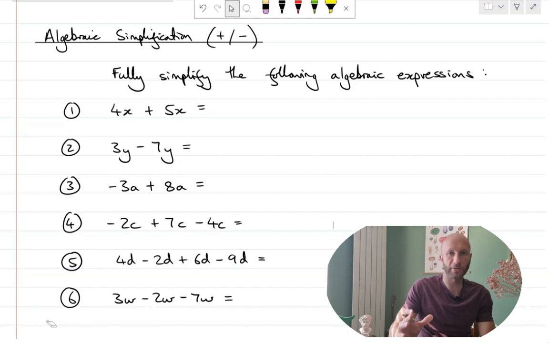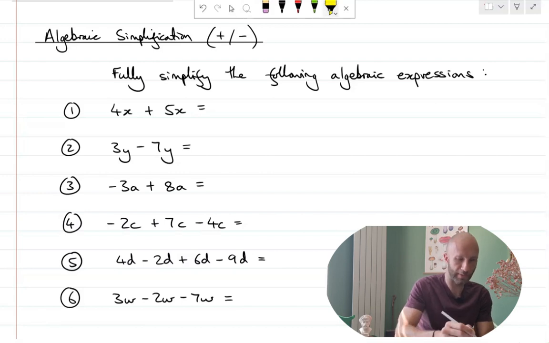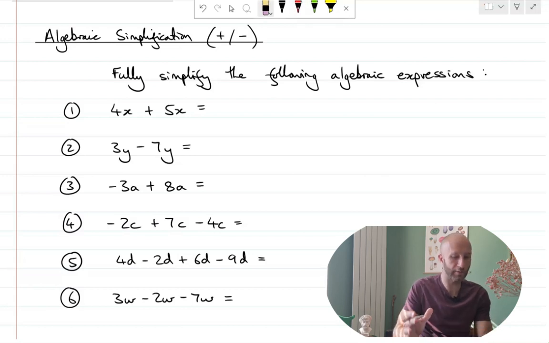Remember, algebraic expressions have algebraic terms within them, it's just a way of saying letters and numbers. A particular term, for example, in that first question here, 4x is a term and plus 5x is a term. That's what terms are. We'll do a little bit more on that later, but I don't want to overcomplicate it to start with. So the first thing we're going to look at is just adding letters together, the same letter. We can only ever add the same letter together as well. We can't add different letters.